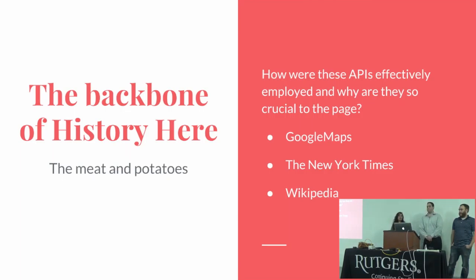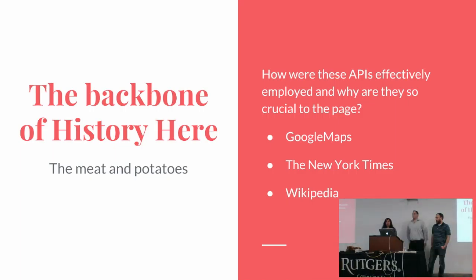The backbone of History Here: we use 3 APIs. We use Google Maps, the New York Times, and Wikipedia. Google Maps is to use geolocation, but we also made it so that you could input a location, so you could get information from the New York Times and Wikipedia from anywhere in the world or anywhere that you choose to search. And I don't know if anybody else used the Wikipedia API, but that was a lot of fun.